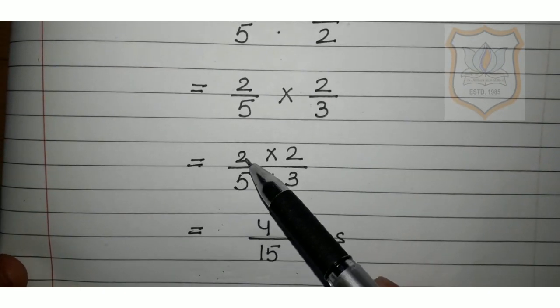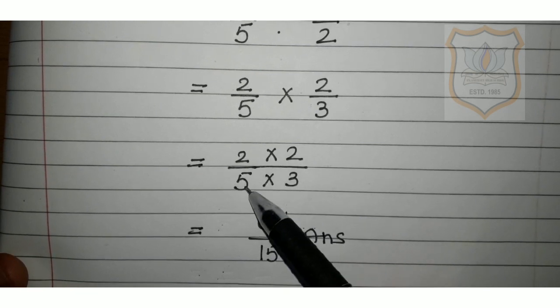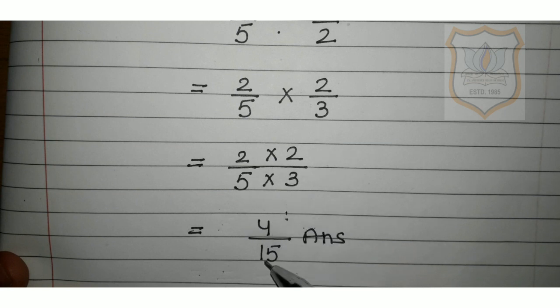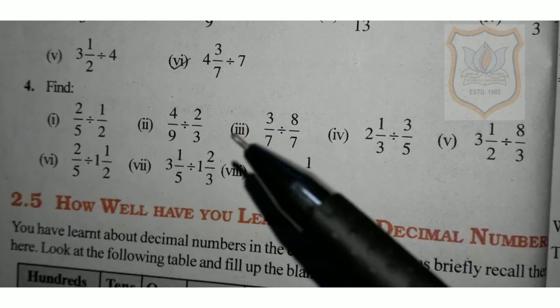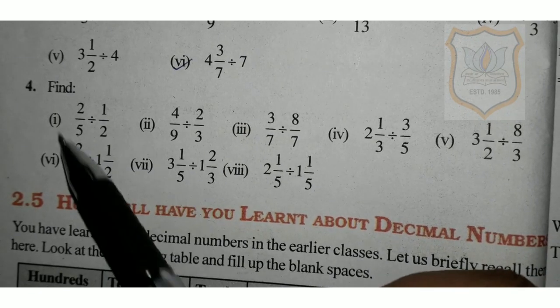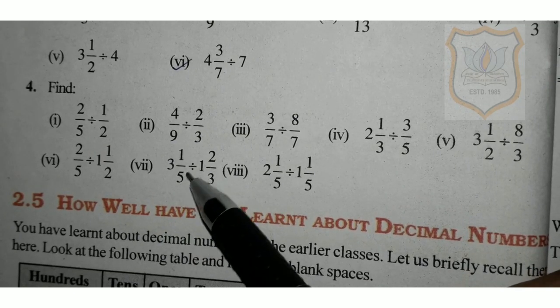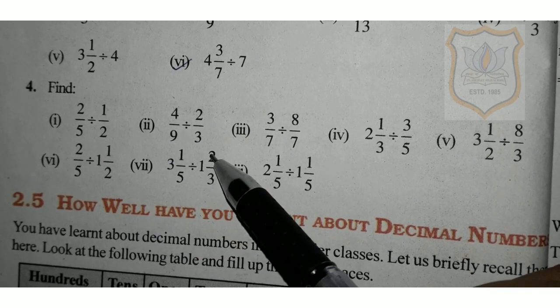That is equal to 2 into 2 upon 5 into 3. 2 2s are 4 and 5 3s are 15. And this is the answer of the sixth part of question number 4. Now let's solve the seventh part of question number 4, that is 3 integer 1 upon 5 divided by 1 integer 2 upon 3.